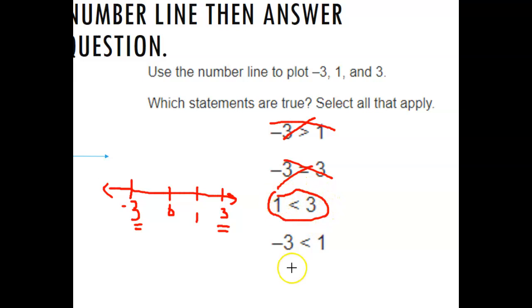Okay. Is negative 3 less than 1? Again, look, negative 3 is to the left of 1. So that would mean negative 3 is less than 1. All right.